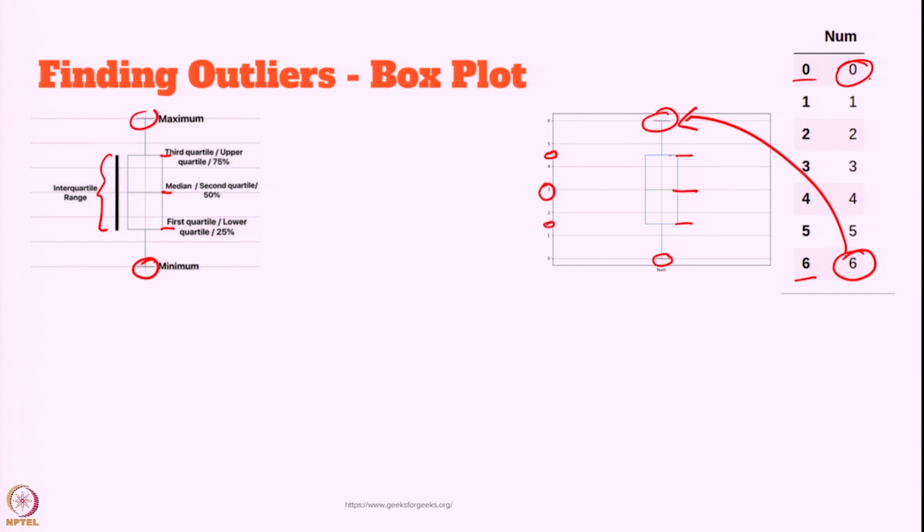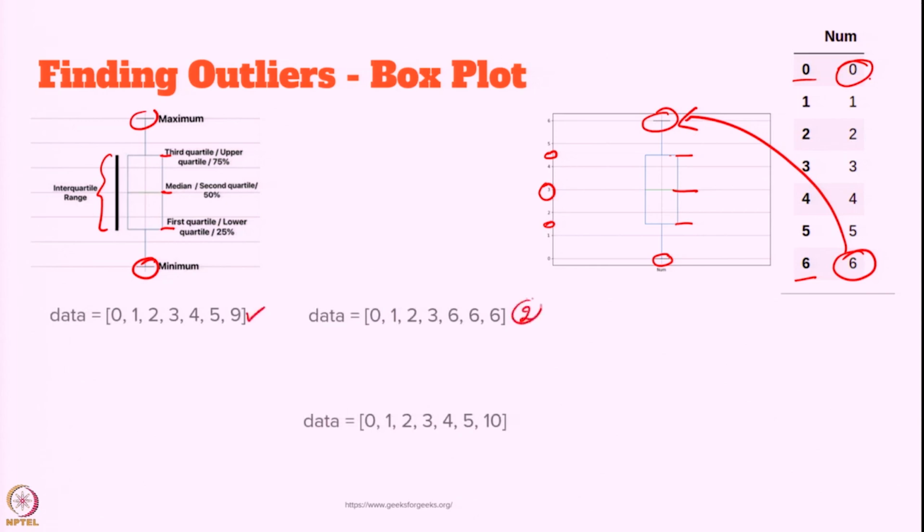Similarly, you can do it for a few other cases. This is one set of data, this is the second set of data and this is the third set of data. You can pause the video, solve it, and find out which one is the outlier among the 3 sets. Now we will discuss each in detail. We have the data 0 to 6 in this case.